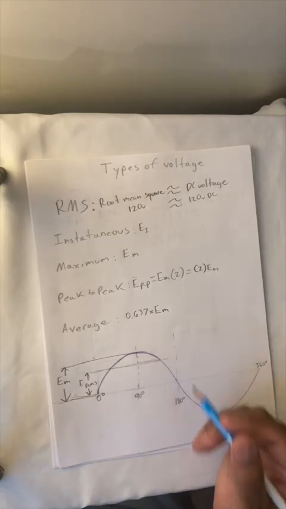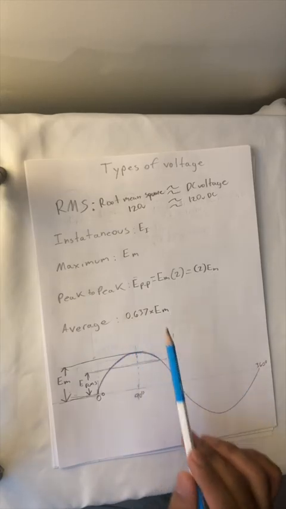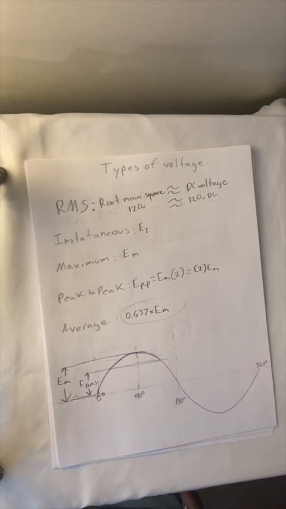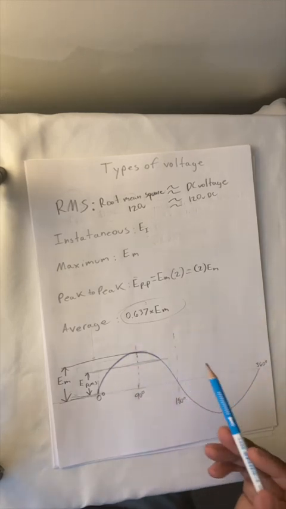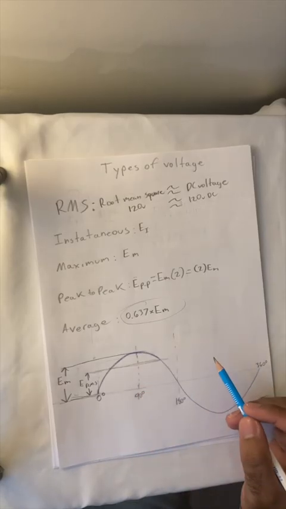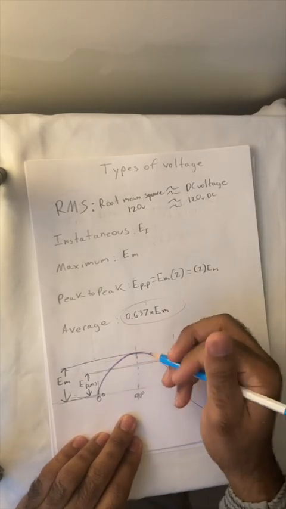The average voltage is pretty much just an average. Let's just say that we keep the average voltage being this value here, whatever that would be. So say for instance you have about 120 multiplied by 0.637.